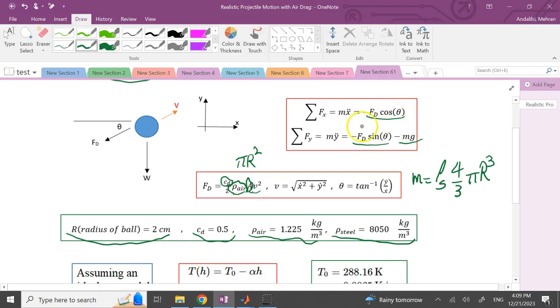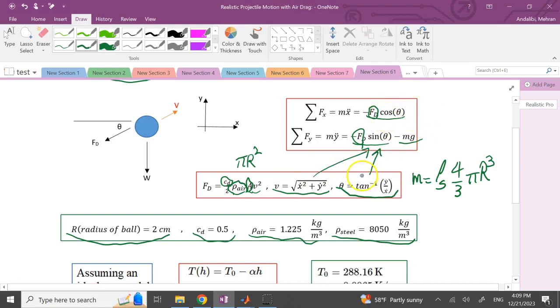But the v that we have in this F_D, which you can see, is the square root of x dot squared plus y dot squared, right? And theta, the angle of the projectile with the x-axis, is tangent inverse of y dot over x dot. Okay, so if you plug them into these equations, your equations are going to be coupled and nonlinear, second order both, and they have to be solved simultaneously.